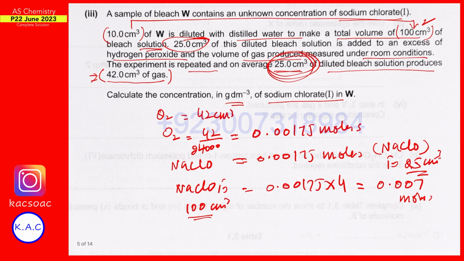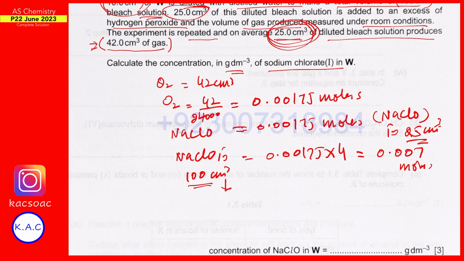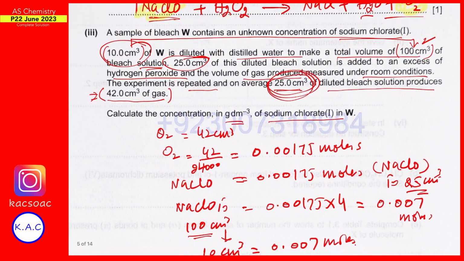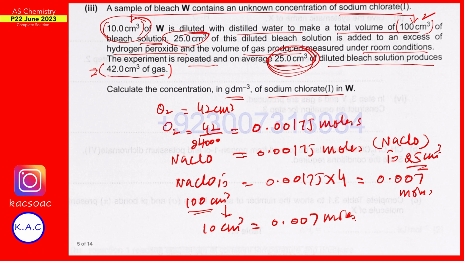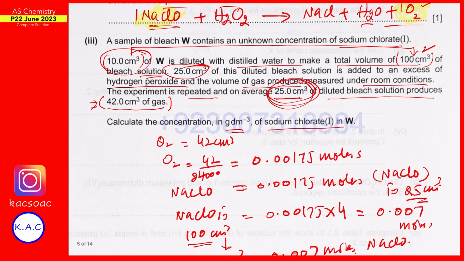Now going back, actually that 100 was having 10 cm³. So the 10 cm³ of NaClO is also having 0.007 moles. Now we have reached the number of moles of NaClO in 10 cm³.